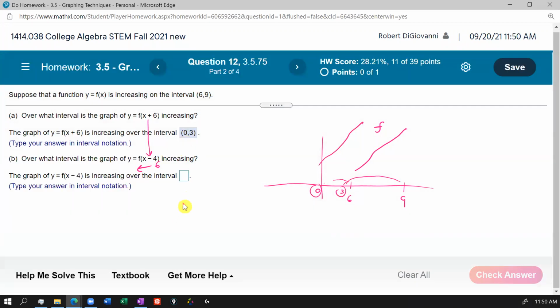Over what interval is the graph f of x minus 4 increasing? So that means if we move it to the right 4 instead of to the left 6 like this one, if we move this to the right 4 and this to the right 4, now we're going to be increasing from 10 to 13.